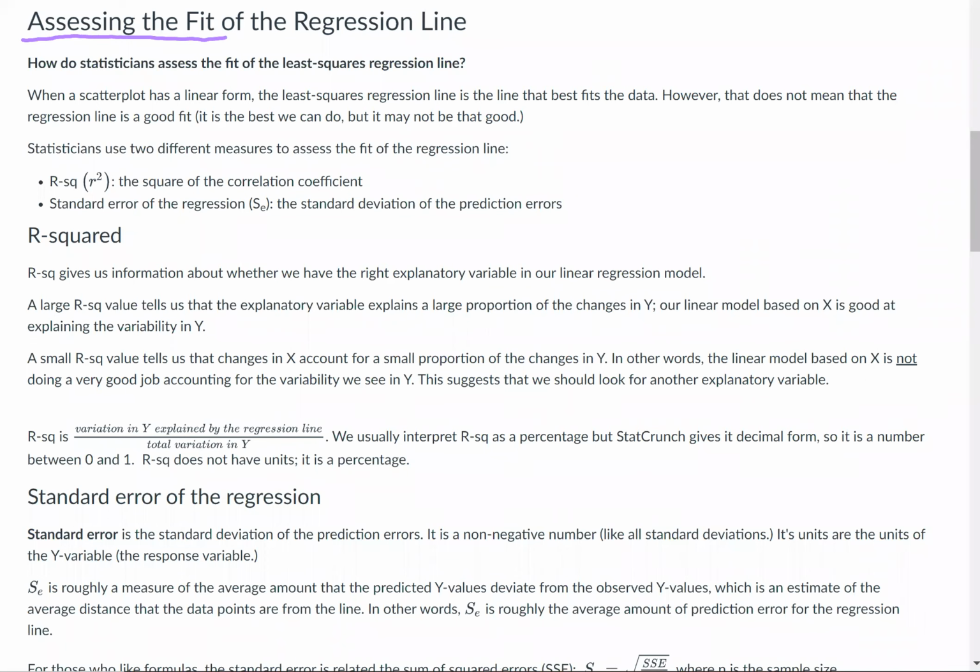Now we'll talk about assessing the fit of the regression line. On previous pages, we talked about a regression line that can model data that are just a bunch of ordered pairs. But how do statisticians assess the fit of the least squared regression line?